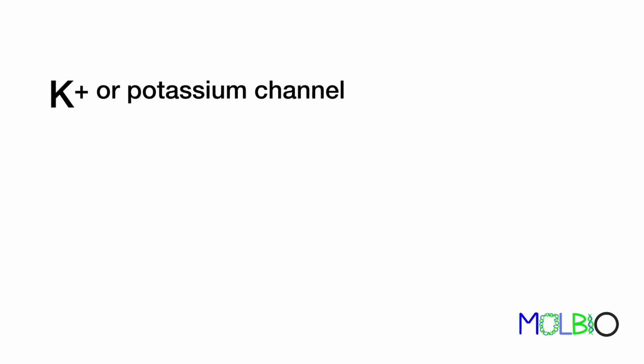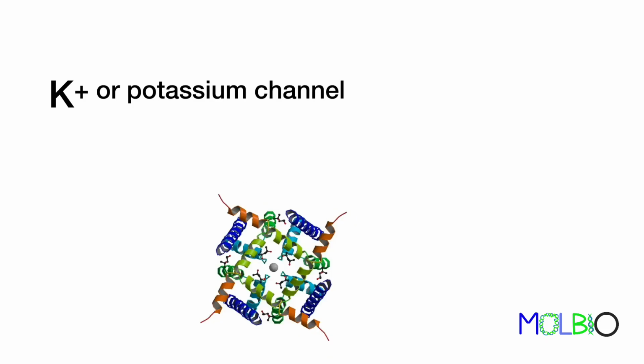Now the potassium channel. This, as the name suggests, can transport potassium, and as we know, in eukaryotic cells potassium has higher concentration inside the cell as compared to outside. Here is a typical structure of a potassium channel, in which we can see 4 subunits making a ring-like structure, at the center of which we have a potassium ion. This structure was taken from the Protein Data Bank. So this is the structure of a prokaryotic potassium channel.